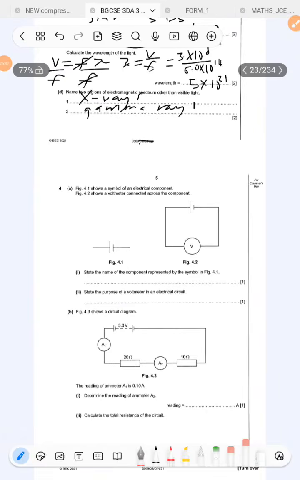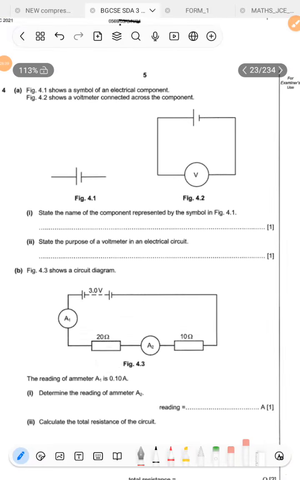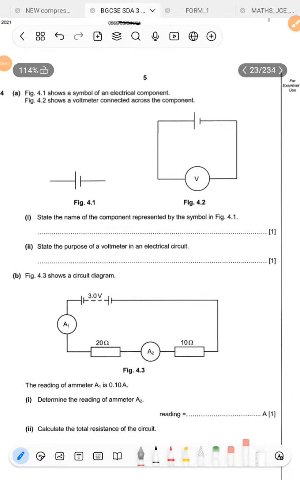All right, so move on to question 4. Figure 4.1 shows a symbol of an electrical component. Figure 4.2 shows a voltmeter connected across the component. State the name of the component represented by the symbol in figure 4.1. What is that? It is going to be a cell.